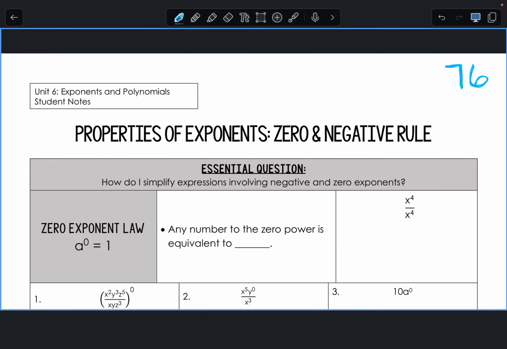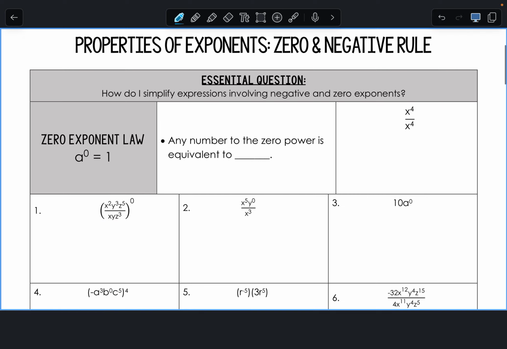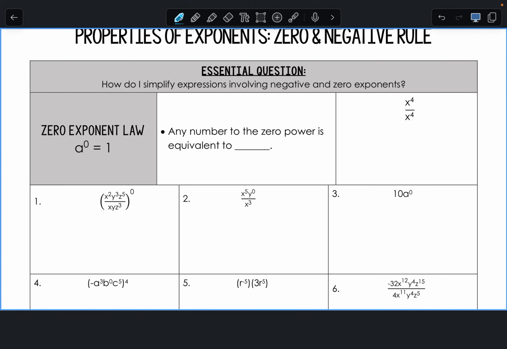Here we go. All right, this is the last rule that we're going to learn: the zero and the negative rule. Zero is probably the easiest rule out of all of them to remember. To help you with the zero rule, get your calculator and type a random number.